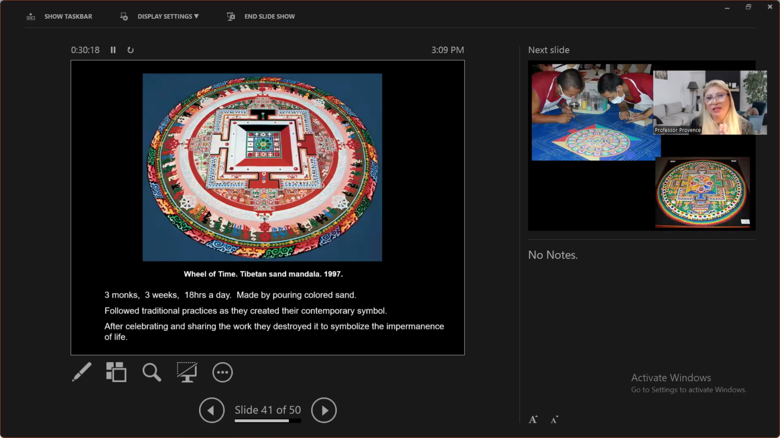So when we look at this one right here, it's not just a circle, it's got a square inside of it. It's the medium. And this is sand, colored sand. Okay. Now, this one was created in 1997, The Wheel of Time. It took 3 months, 3 weeks, 18 hours a day of just pouring sand. That's what they're doing, just pouring sand. That's it. And it wasn't adhesive or anything. It was just poured.